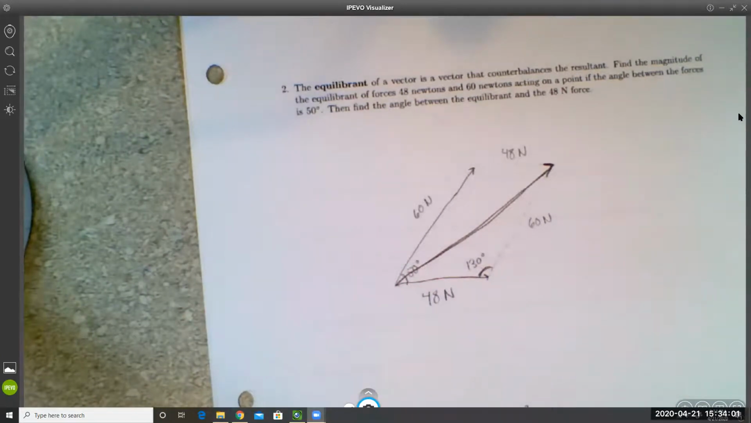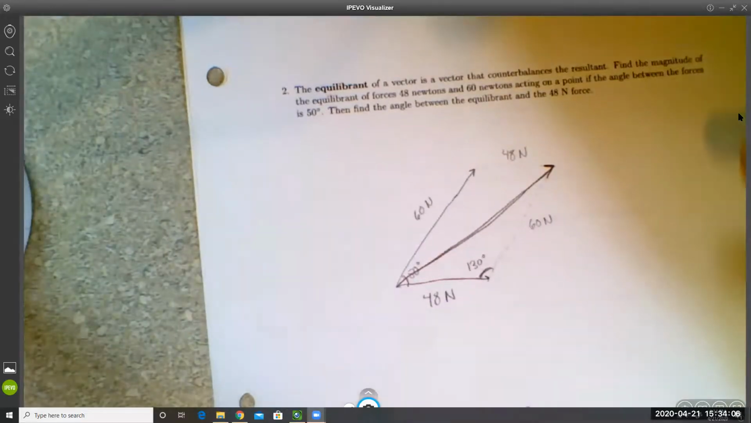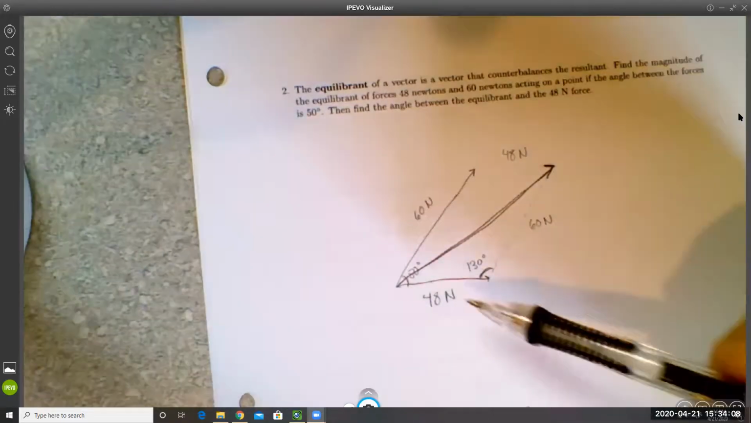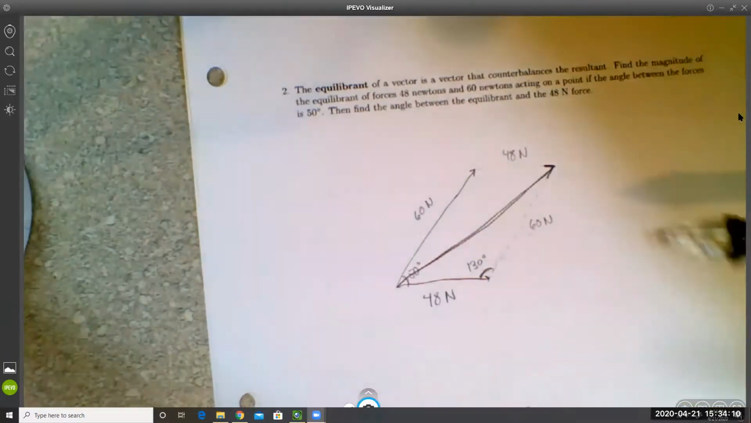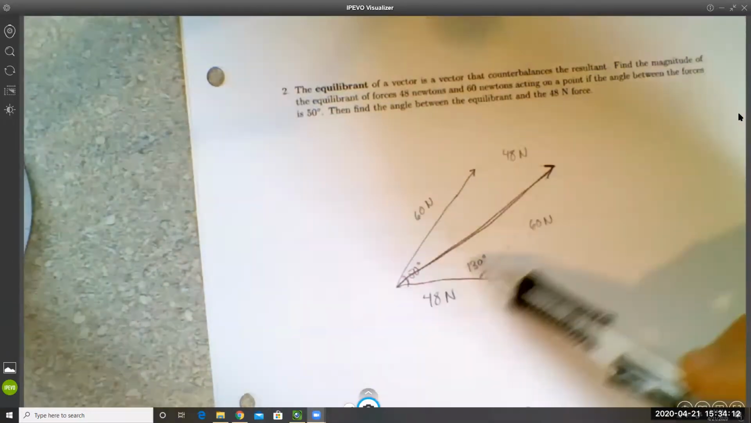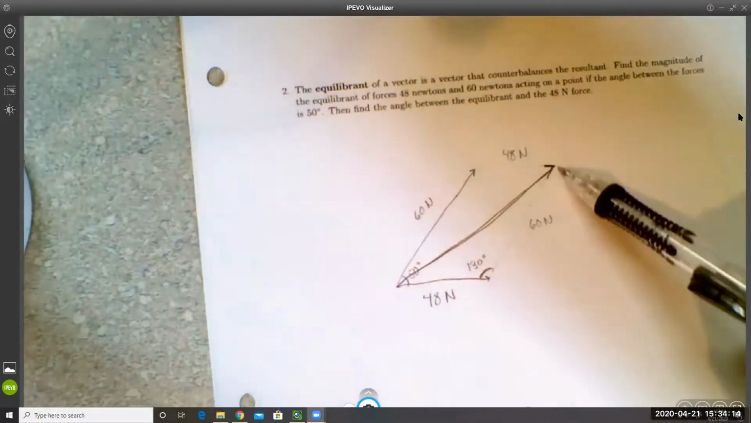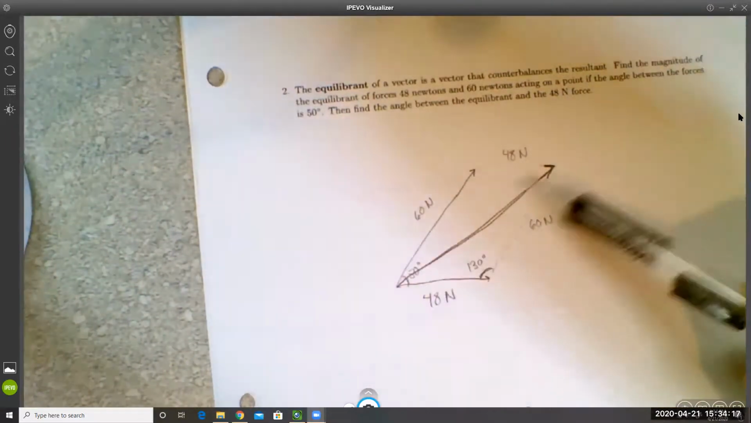And so now I've got a very similar situation to what I had before, right? In example 1, I've got a side angle side. So I can find this magnitude pretty easily.